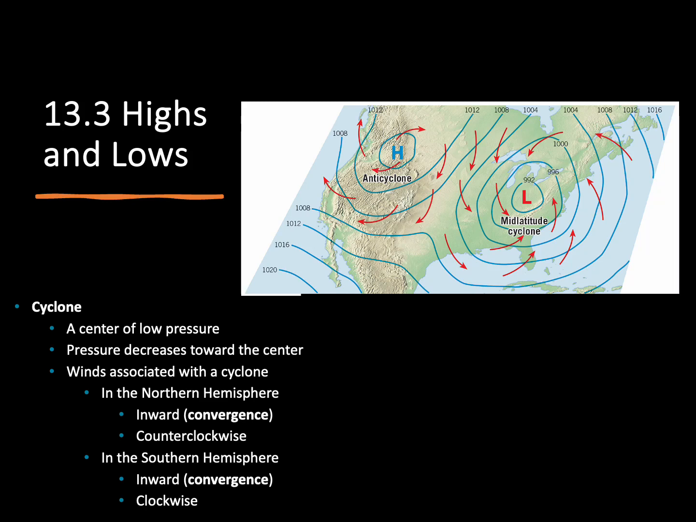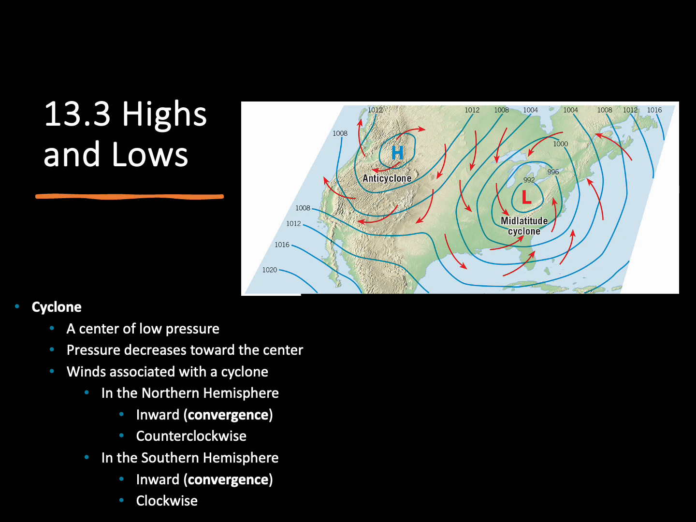When we look at the air pressure systems around North America, we'll see systems of high pressure and low pressure. And we'll call these cyclones and anticyclones, where a low pressure center is called a cyclone and a high pressure center is called an anticyclone. We're going to start off with the low pressure or cyclone.